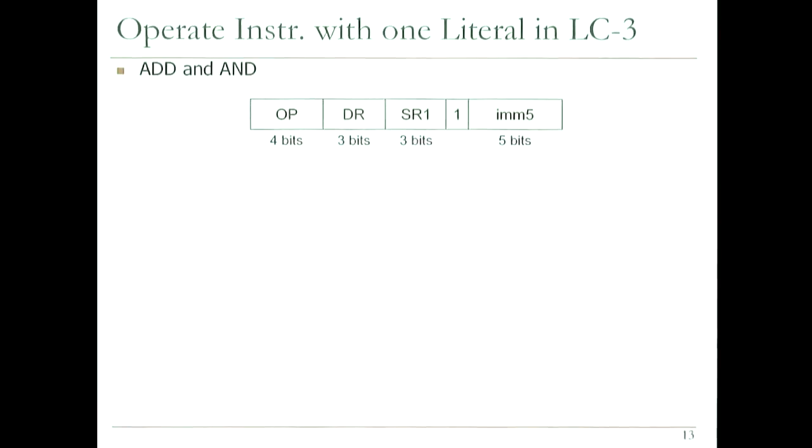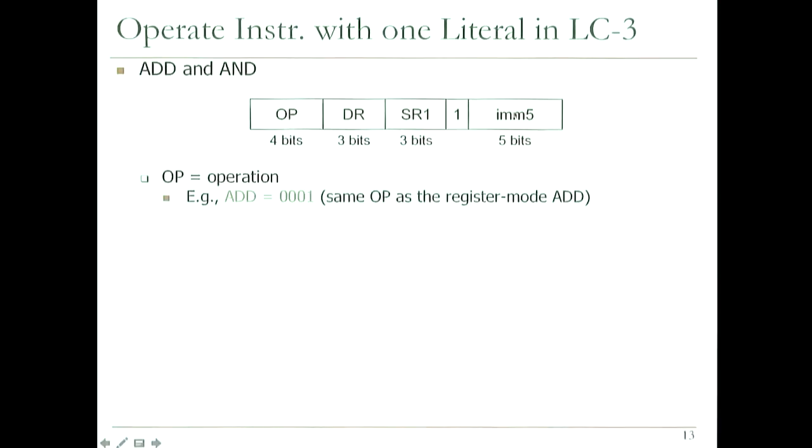For example, for AND and ADD, this is the format. This is the instruction encoding. Observe that the five least significant bits are this IM5, which is the literal or the immediate. I think you should remember the rest of the fields. The first one is the operation, which identifies the operation that we will execute on the ALU. For ADD, this opcode was 0001. It's exactly the same opcode as in the register-mode ADD that we presented yesterday.